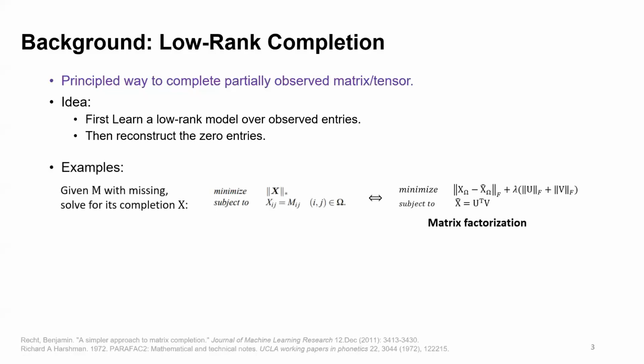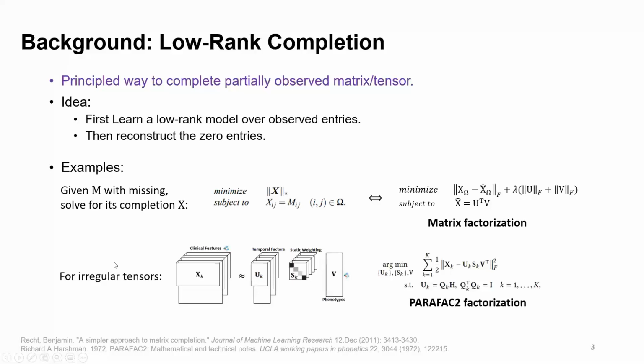For example, given a matrix M with missingness, we can solve for its completion by minimizing the nuclear norm of this matrix with the constraint that the observed entries must match the reconstructions. This can be transformed into an equivalent form where we have the matrix factorization for the low-rank part, and we also have the Frobenius norm as regularization.